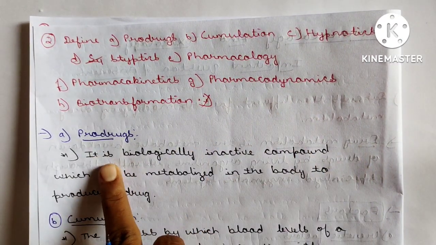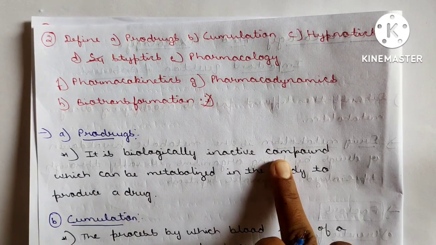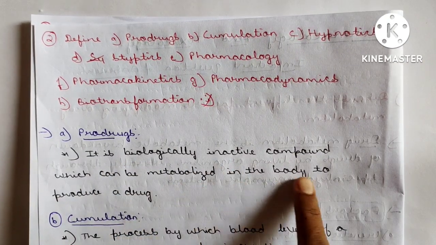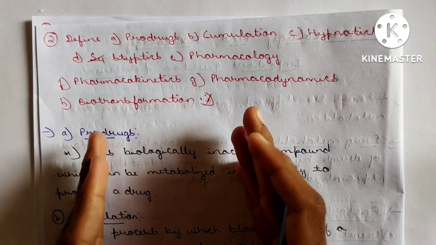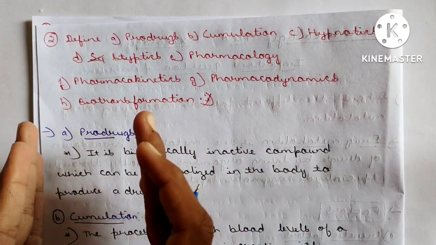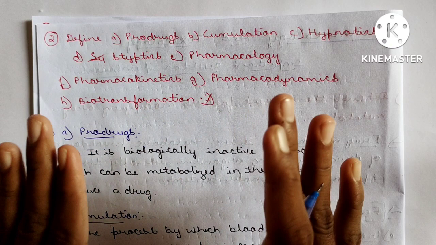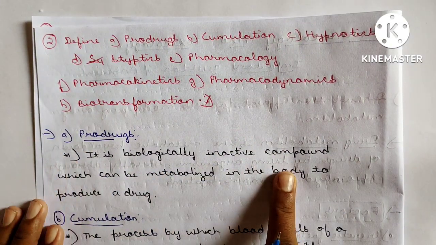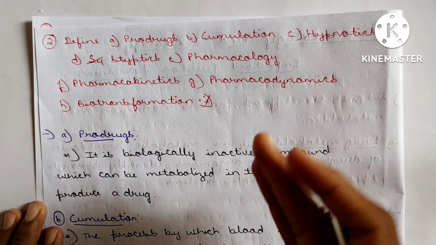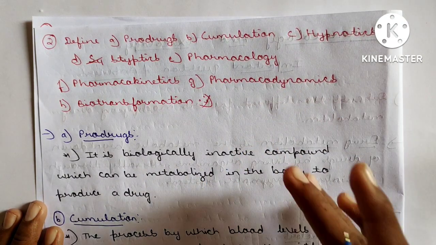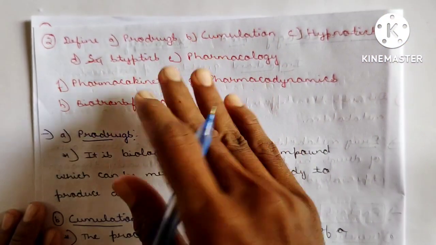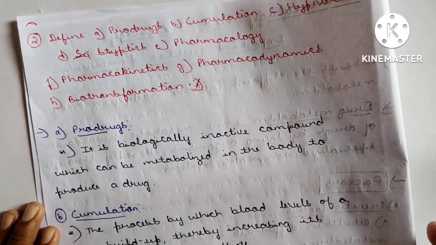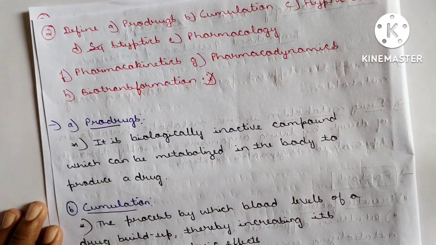Okay, prodrug. See, it is a biologically inactive compound which can be metabolized in the body to produce a drug. Prodrugs means these are the initial drugs. They are not in active form. Basically, these drugs are inactive compounds and they metabolize in the body. They start the breakdown process in the body to produce a drug. Means inactive form gets converted to the active form by the metabolization. It is the prodrug.